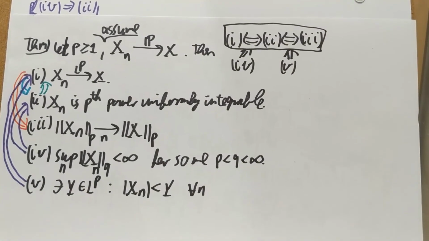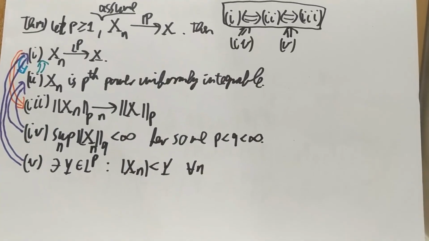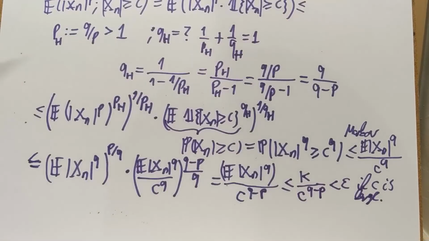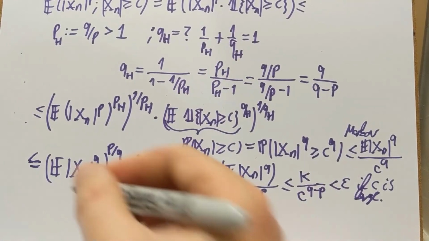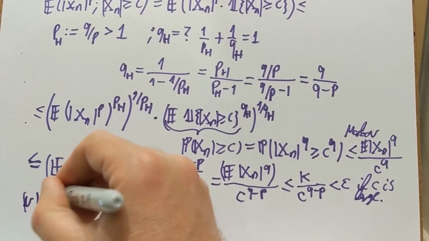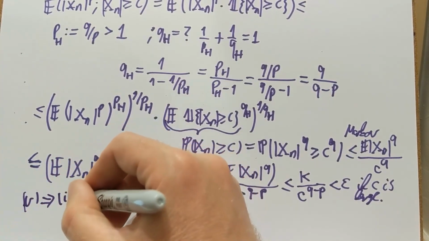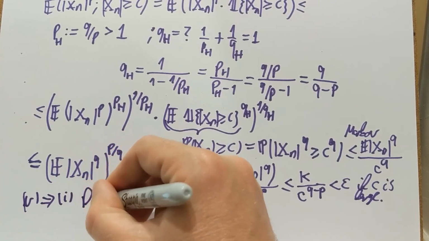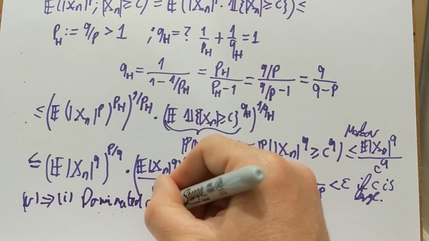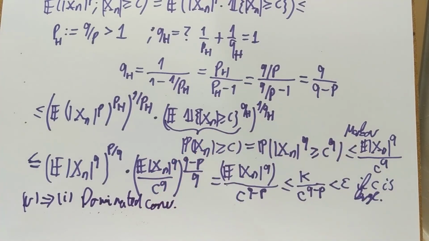So all I want to do for this very last bit is I'm just going to say this much. For 5 implies 1, I'm just going to say it's a simple application of dominated convergence. In fact, that version of dominated convergence which works with convergence in probability as an assumption.